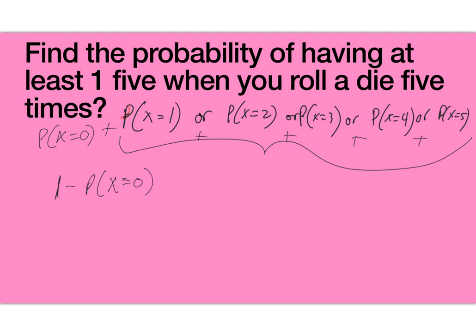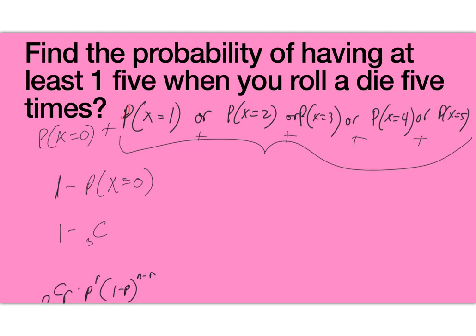If I subtract the likelihood of none of them happening, that gives me the likelihood that something did happen. And that would be the easier way to go. So then this would be 1 minus, and then I use the binomial theorem. nCr, and I'll write it down here again: nCr p to the r, (1 minus p) to the n minus r.